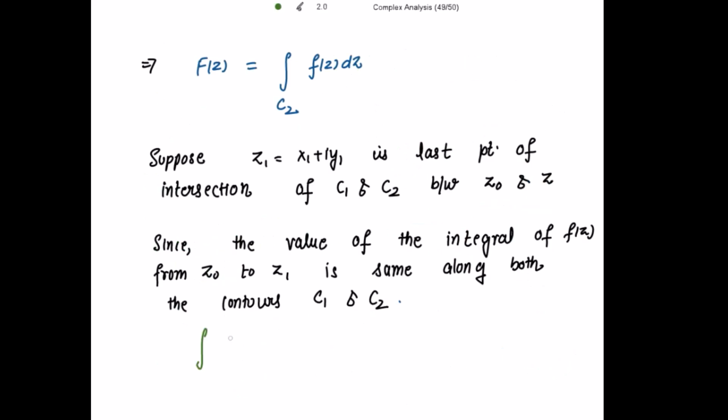That is, the value of the integral of f of z along C1 is equal to the value of the integral of f of z along C2 from the point z0 to z1.